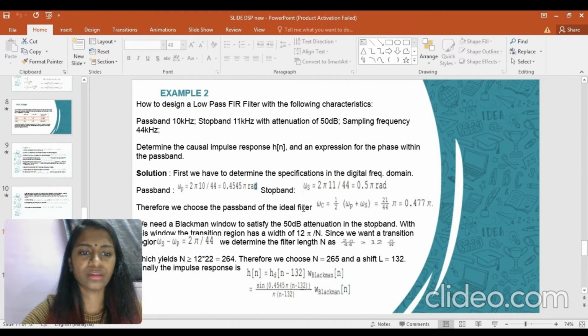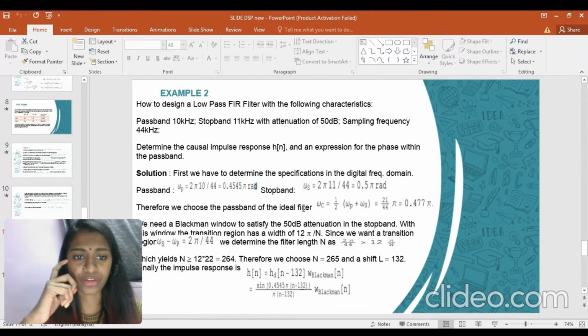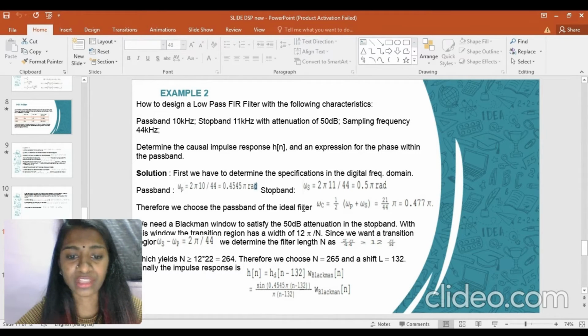So the passband is omega p equals 2 pi 10 over 44, which equals 0.4545 pi rad. And stop band is omega s equals 2 pi 11 over 44, which equals 0.5 pi rad. Therefore, we choose the cutoff of the ideal filter, omega c, equals 1 over 2 times omega p plus omega s, which equals 21 over 44 pi, equals 0.477 pi.